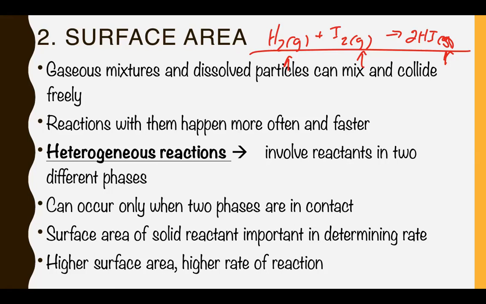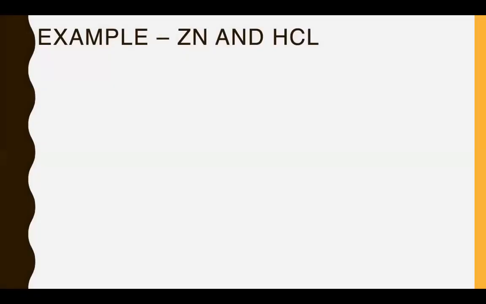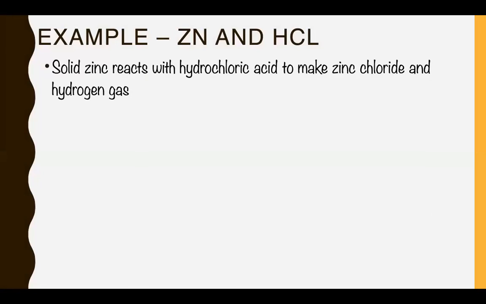because dissolving occurs at the surface of the solid as the atoms or the molecules dissolve. One example is zinc and hydrochloric acid. They're going to react in a single replacement reaction.